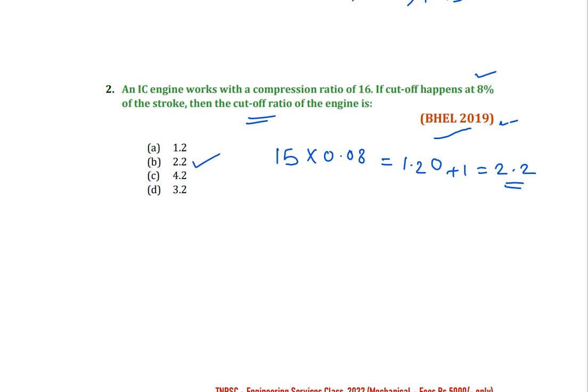Now you can understand how simple this shortcut is. Always remember, this is only applicable to problems where the compression ratio is provided, the cutoff in terms of percentage of stroke is given, and you are asked for the cutoff ratio. Once it is given, you can do this problem in just 30 seconds.